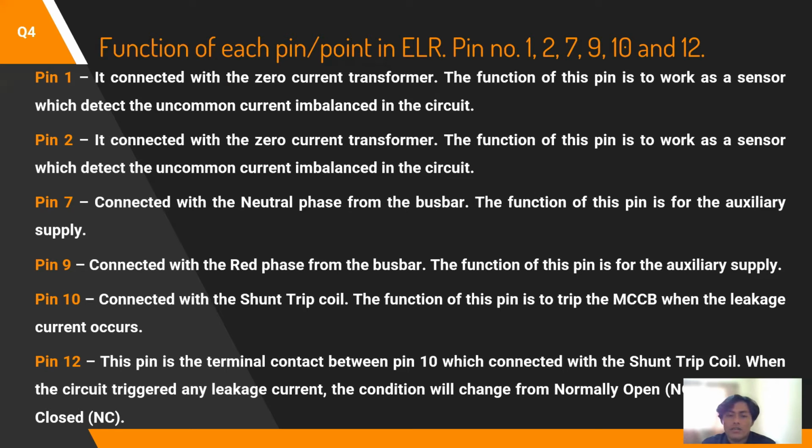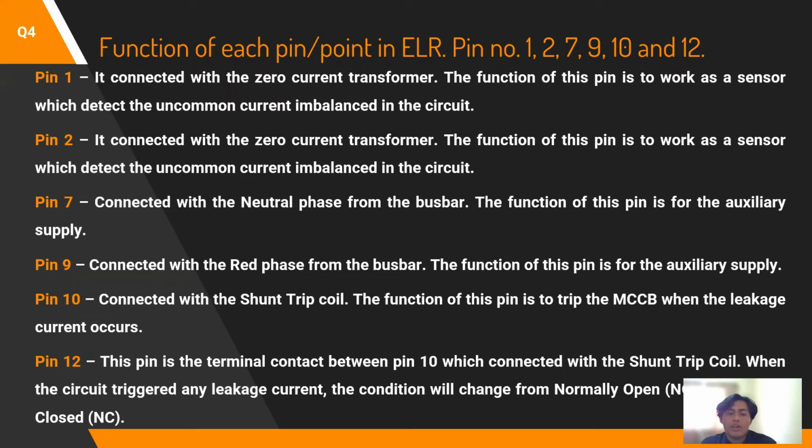And the function is also the same as pin number 7, which is for the auxiliary supply. And then pin number 10 is connected with the shunt trip coil. So the function of this pin is to trip the MCCB when the leakage current occurs.